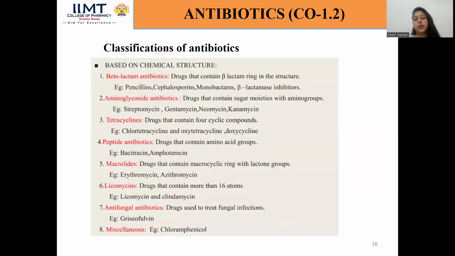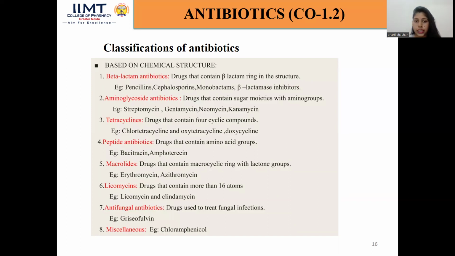And last, on the basis of chemical structure, it is divided as, first, beta-lactam antibiotics, drugs that contain a beta-lactam ring in their structure. Examples are penicillin, cephalosporin, monobactam, and beta-lactamase inhibitors. Second is aminoglycoside antibiotics, drugs that contain a sugar moiety with amino groups. Examples, streptomycin, gentamicin, neomycin, and kanamycin.